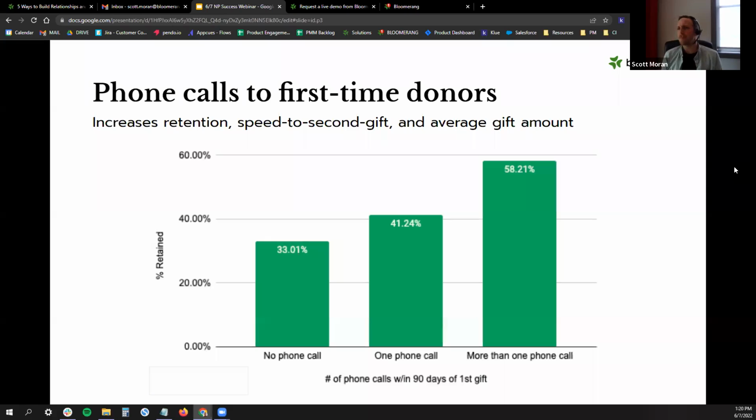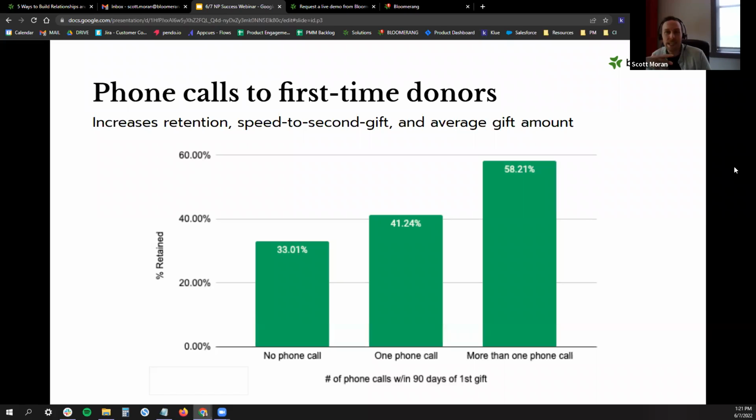So this is from our customers, and this is the percent of donors retained and the number of phone calls they received. Notice right about 33% of donors were retained with no phone call. But then look at one phone call within 90 days of that first gift: 41%. We're bumping up 8% there. And if you do more than one phone call in the first 90 days, you're bumping all the way up to 58%. Pretty wild.